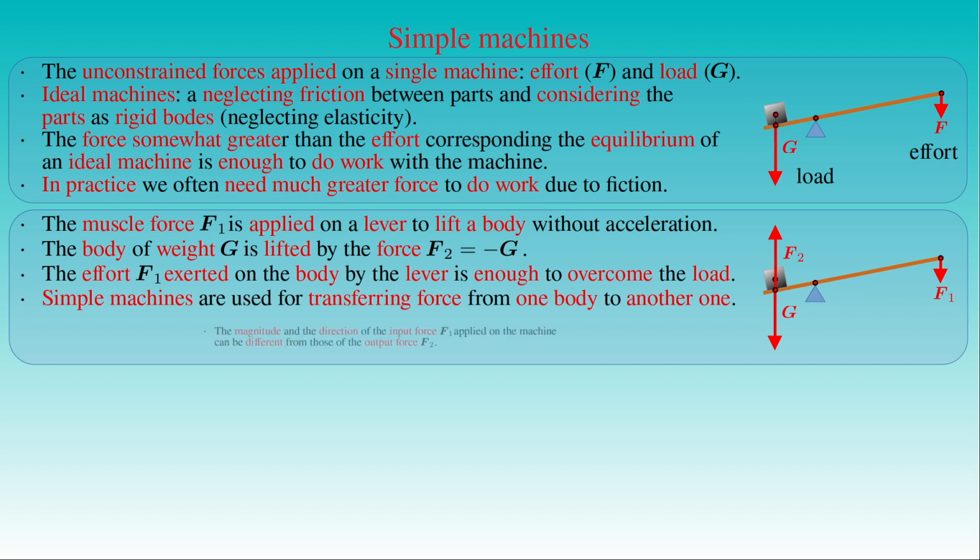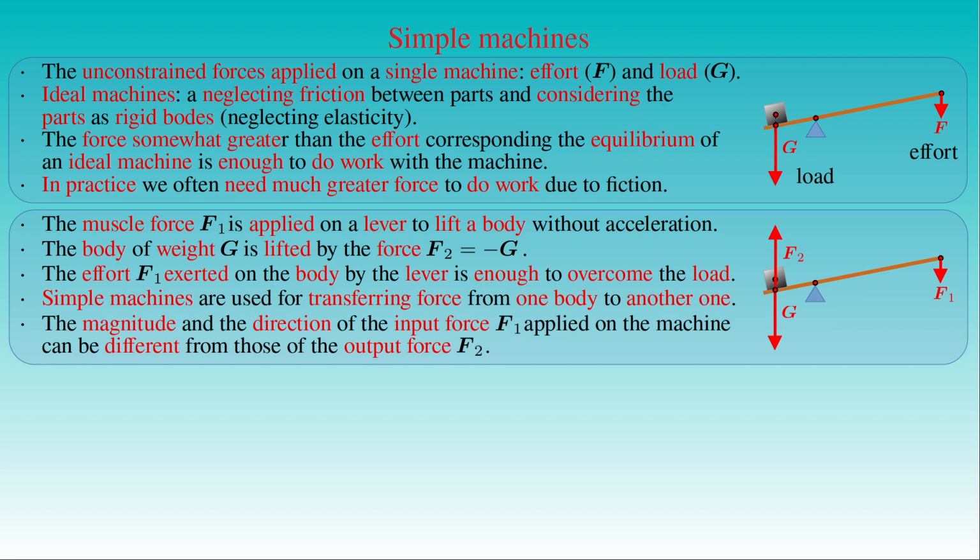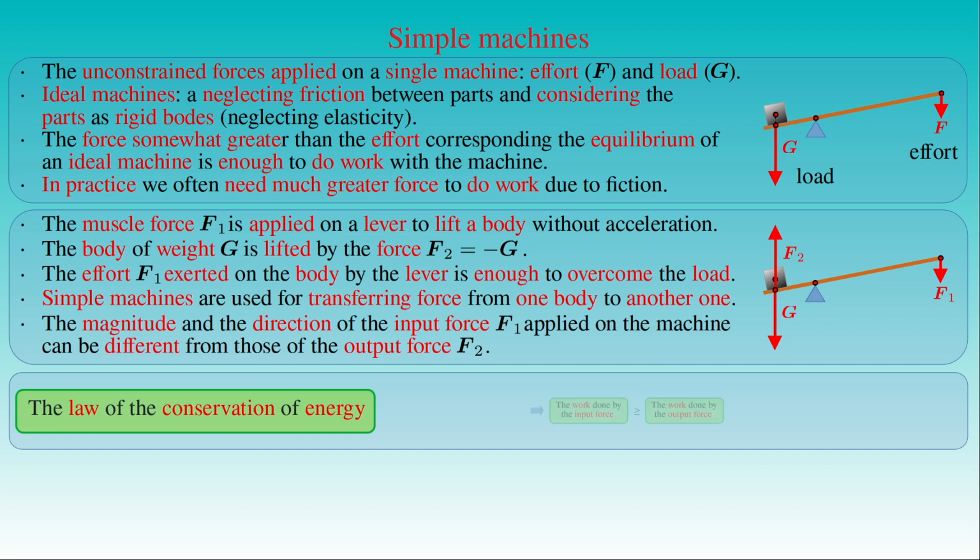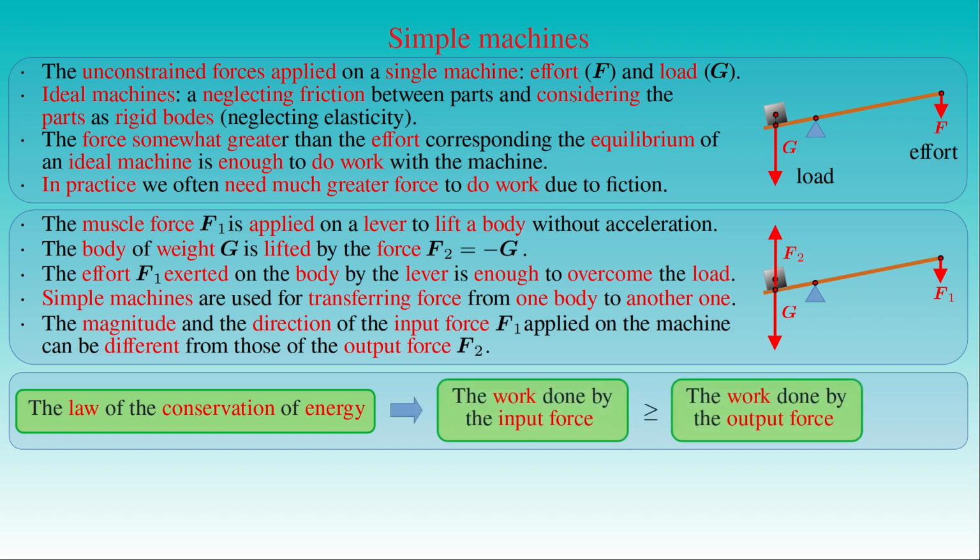The magnitude and the direction of the input force F1 applied on the machine can be different from those of the output force F2. The practical use of simple machines, already recognized in ancient times, is just that a force can be used to overcome a greater load with their help. However, according to the law of conservation of energy, the work done by the output force F2 cannot be greater than the work done by the input force F1 in the same time.